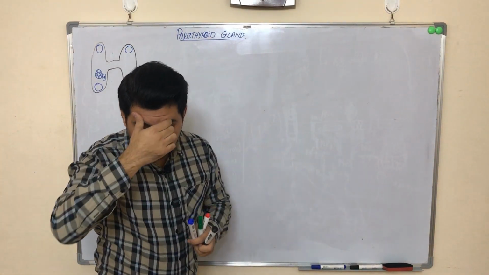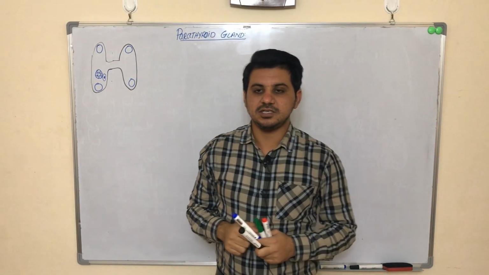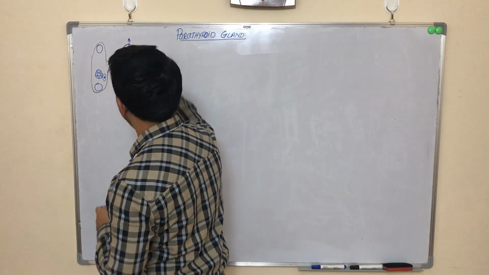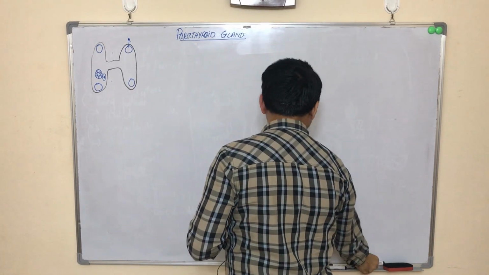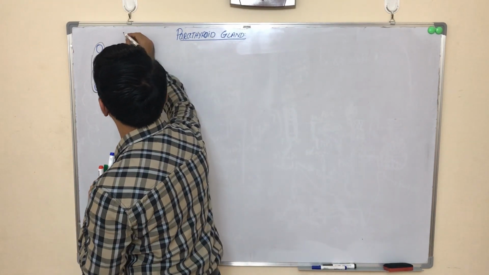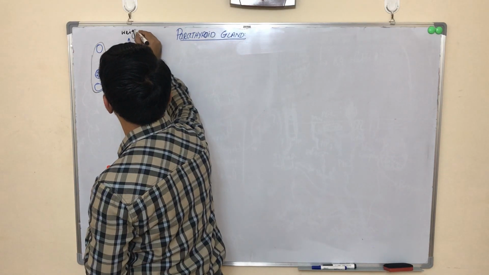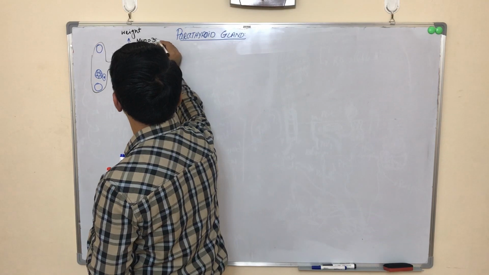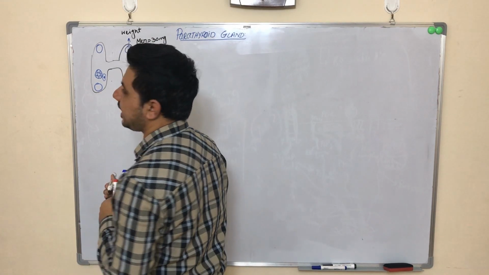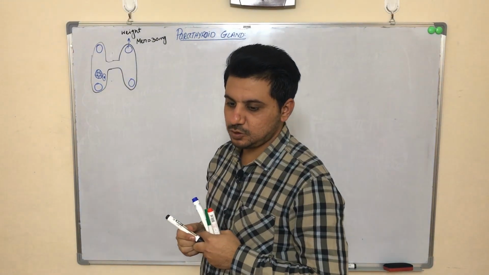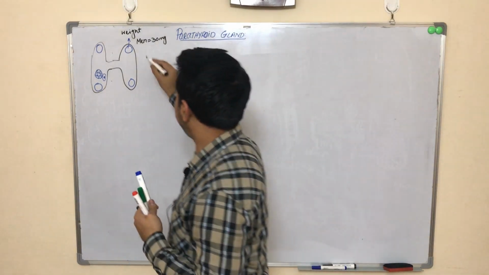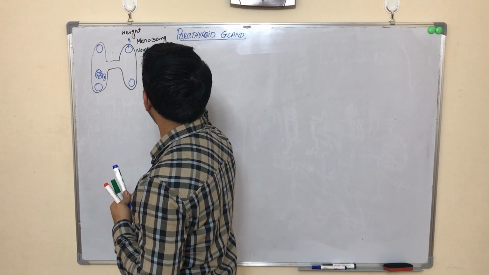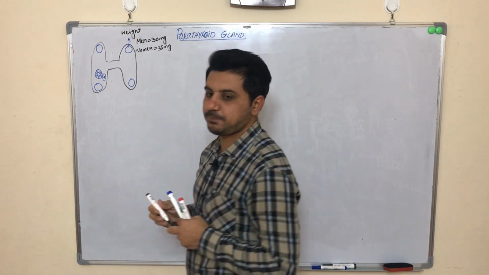If we talk about the different features or characteristics of this parathyroid gland, then the average weight of this gland in men is usually 30 milligrams, and in women it is usually 35 milligrams.